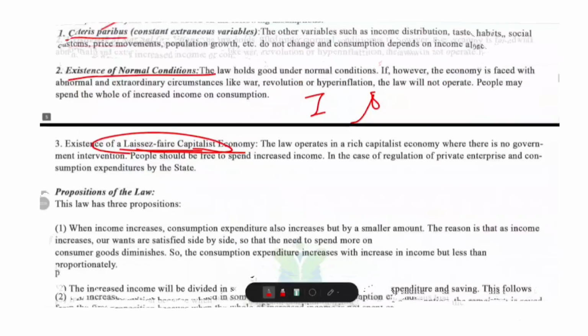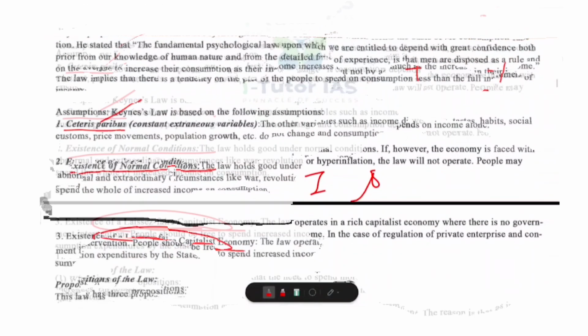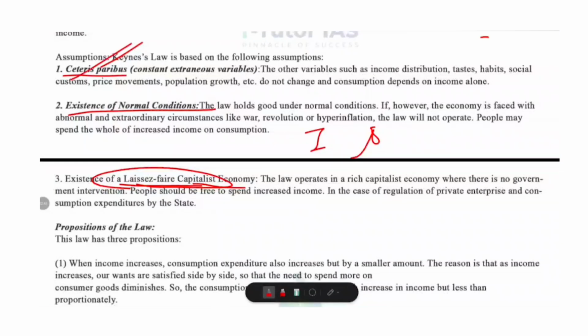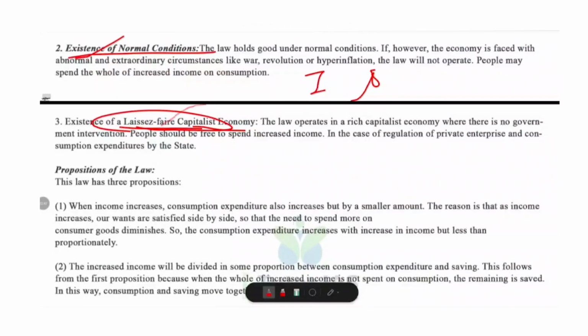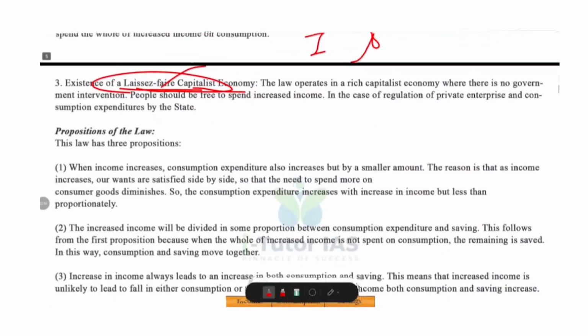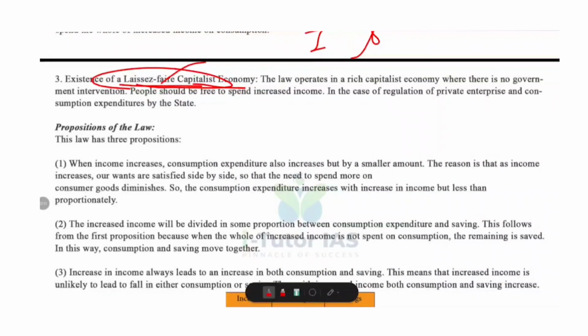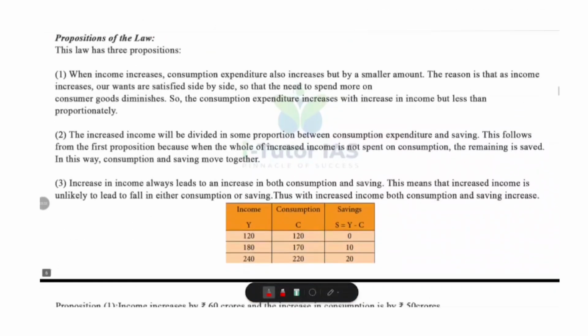So what are the assumptions here? Assumptions of Keynes psychological law of consumption: ceteris paribus, then existence of normal condition, laissez-faire, a capitalist economy. Keynes didn't stop with just stating the law. He also explained three key propositions that arise from it. Let's break them down one by one with examples.